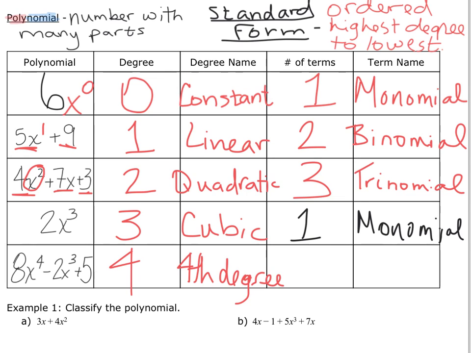All right, Miss Jules, can you help me with the next part? How many terms does that polynomial have? Well, we've got 8x to the 4th minus 2x cubed plus 5. So it's got 3 pieces to it, right? So it's 3 terms. So if it's got 3 terms, it's a trinomial.